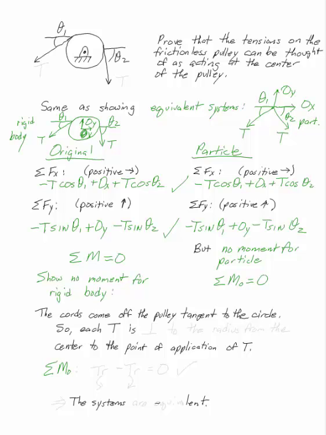The cords come off the pulley tangent to the circle. So each and every T is perpendicular to the radius, which connects O, the center of the circle, out to the point of application of each individual T.